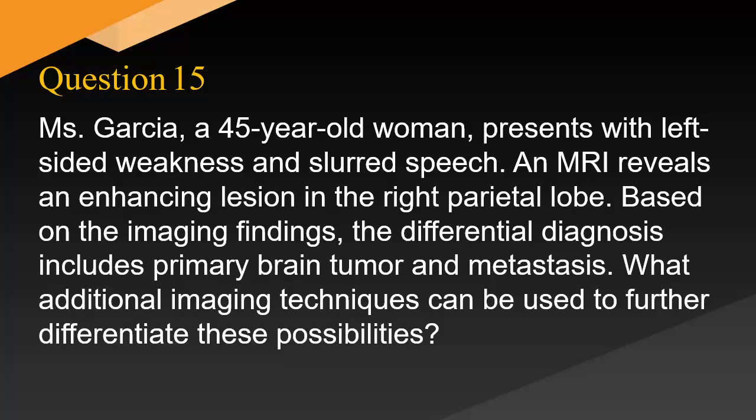Ms. Garcia, a 45-year-old woman, presents with left-sided weakness and slurred speech. An MRI reveals an enhancing lesion in the right parietal lobe. Based on the imaging findings, the differential diagnosis includes primary brain tumor and metastases. What additional imaging techniques can be used to further differentiate these possibilities?